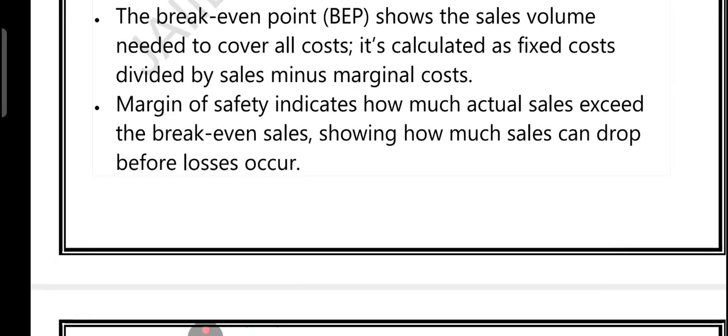Then we have the margin of safety. This shows how much cushion you have before the loss starts. The higher the margin, the safer your business. It tells you how much sales can fall before you start making a loss.